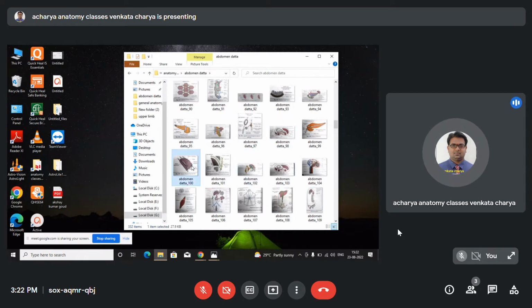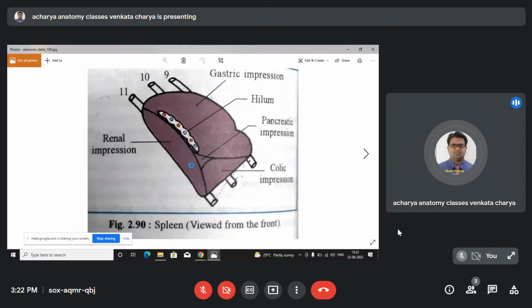Write down the spleen. Spleen is a hemolymphatic organ situated in the left hypochondrium.